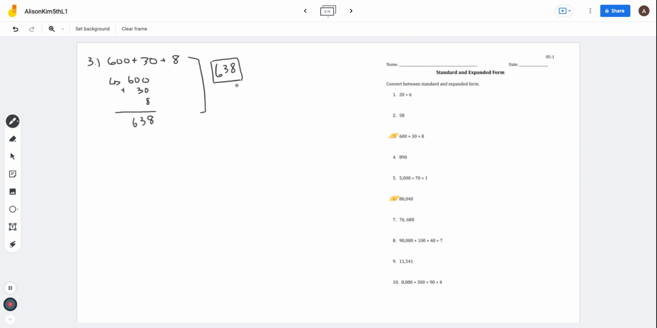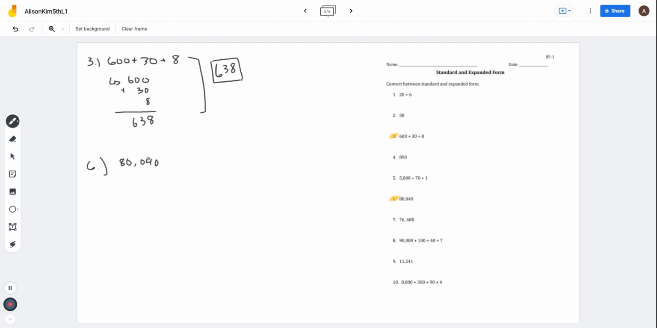Now we're going to do number 6, which gives us the standard form, so it wants us to write it in the expanded form. It gives us 80,040. So we're going to start off with the biggest number, and the biggest number is obviously 80,000 because there's 3 zeros. The last number on the right is going to be the ones place.